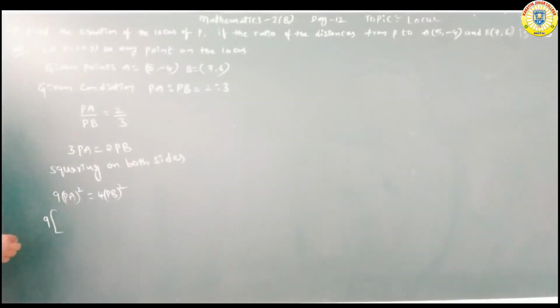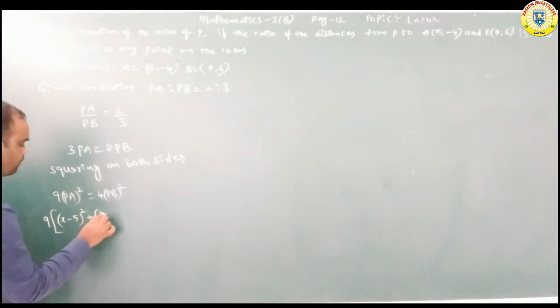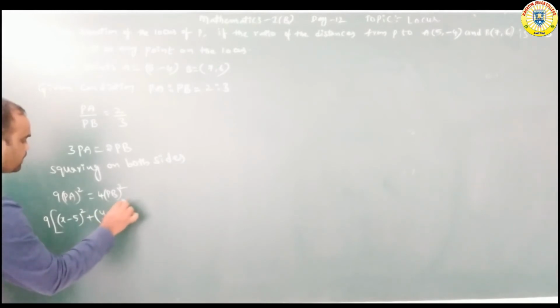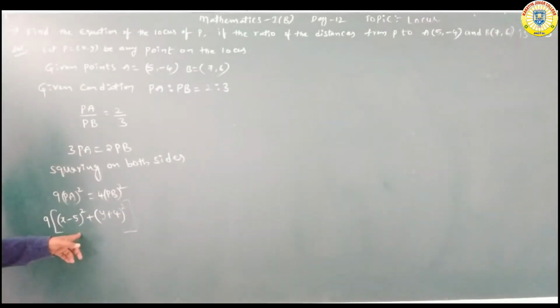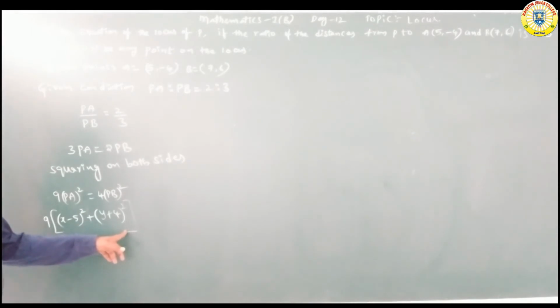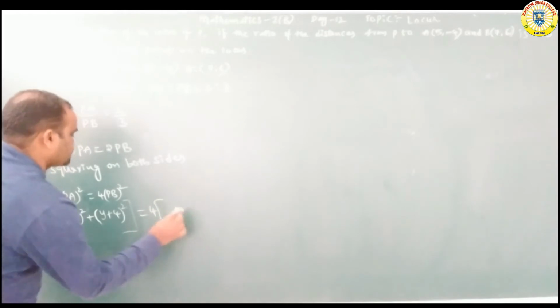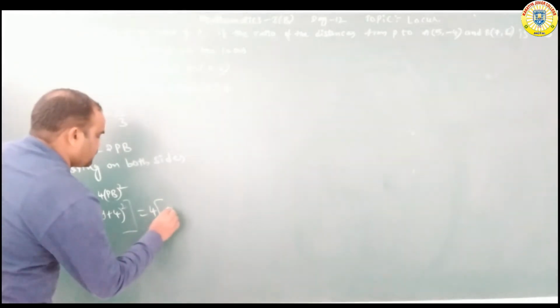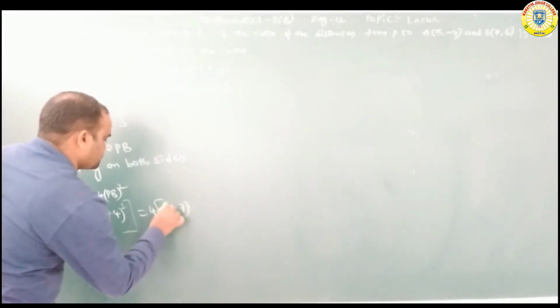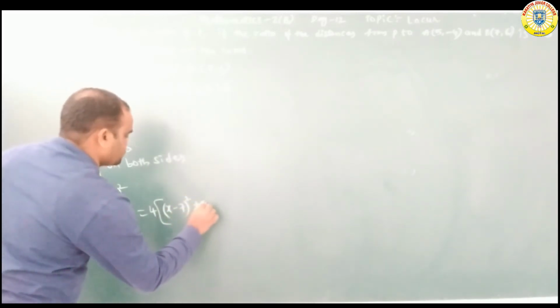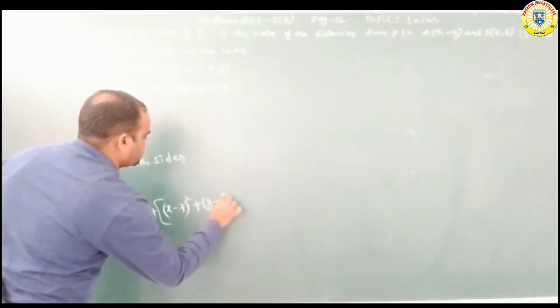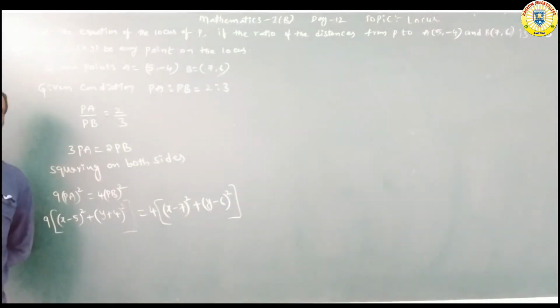A is equal to (5, -4), P equal to (x, y): (x minus 5) whole square plus (y plus 4) whole square is equal to 4 into PB square. B is equal to (7, 6): (x minus 7) whole square plus (y minus 6) whole square.